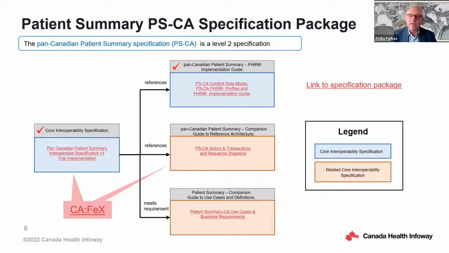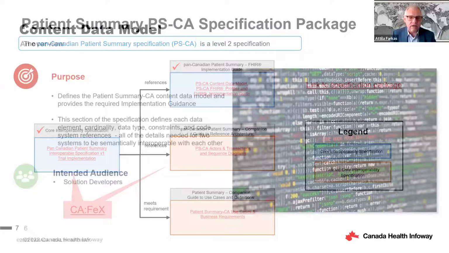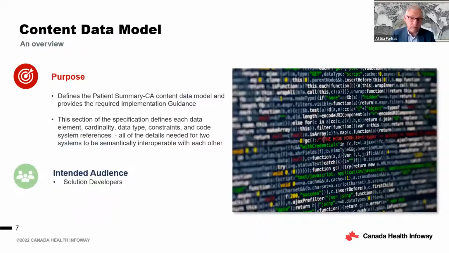And it is covering in this first version what you need to know if you want to exchange native FHIR documents that are structured. So that specification also relates to here. And I'm going to talk to it a little bit later when we reach reference architecture. So let's start on the top with the content data model.